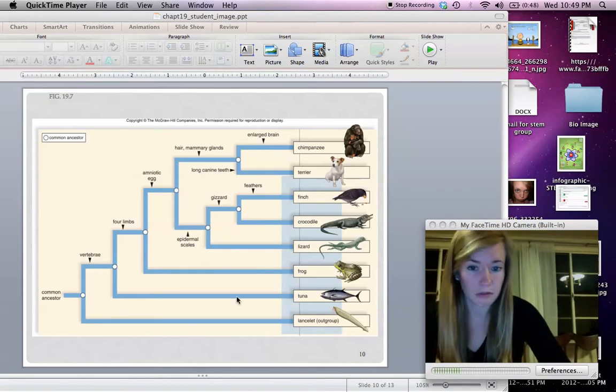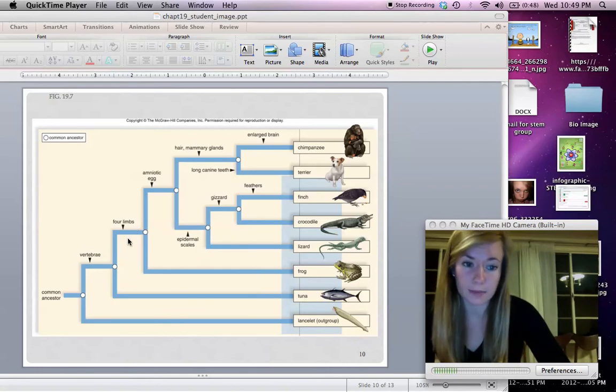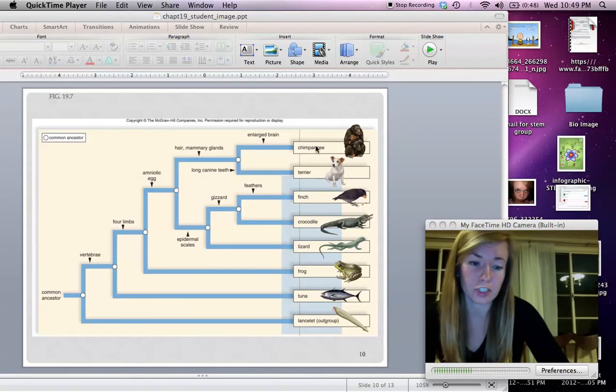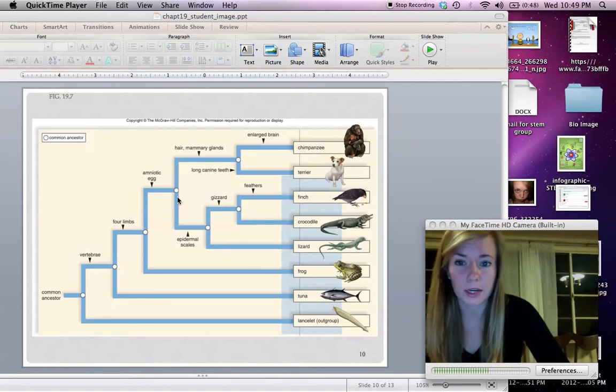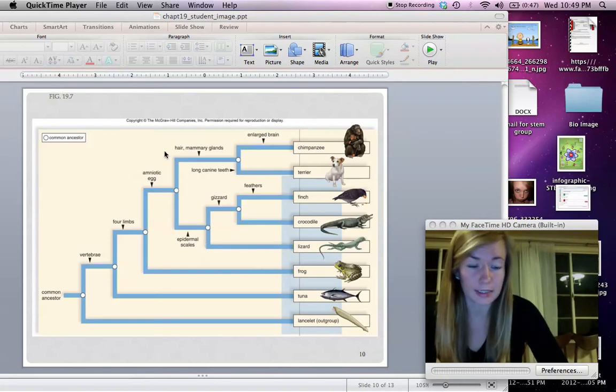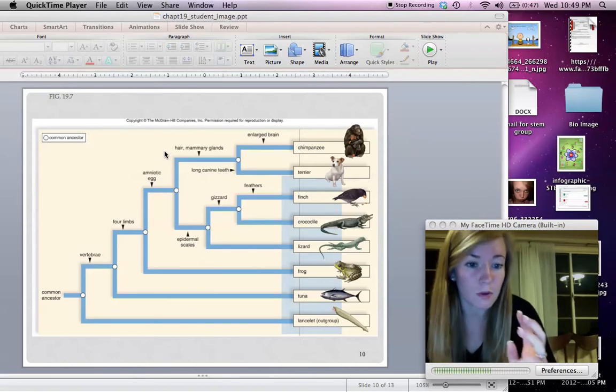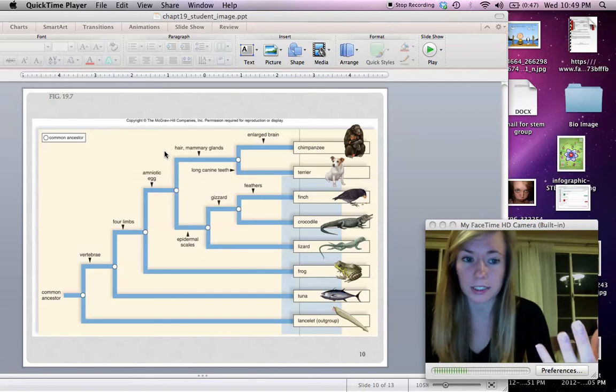Then the tuna kept along its evolutionary pathway, and another group split off, and that group evolved 4 limbs. And so the common ancestor of the frog, lizard, crocodile, finch, terrier, and chimp, they all had 4 legs, and so on and so forth. Then we see up here that there was a common ancestor that had an amniotic egg, and it went 2 different ways. One group evolved epidermal scales, another one evolved hair and mammary glands. So this solution makes the most parsimonious sense. It's the most parsimonious solution, so this is the one that's accepted. And that's kind of how it works.